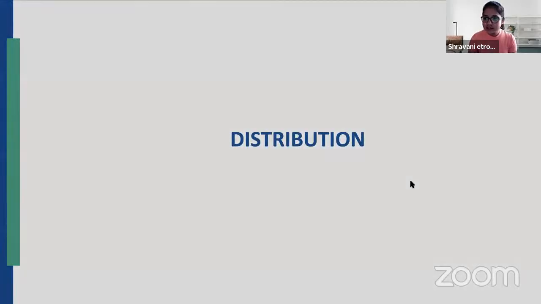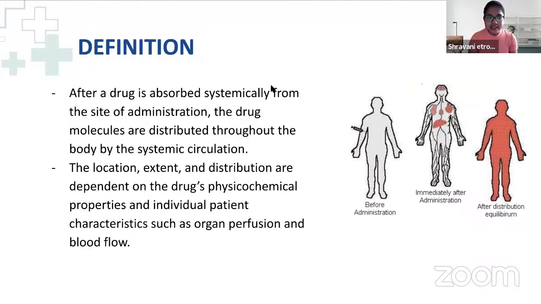And the next comes distribution. So what is distribution? After a drug is absorbed systemically from the site of administration, the drug molecules are distributed throughout the body by systemic circulation. The location and extent of distribution are dependent on the drug's physiological properties and also individual patient characteristics such as organ perfusion and blood flow. So each and everything is interconnected. The distribution is interconnected to the absorption.